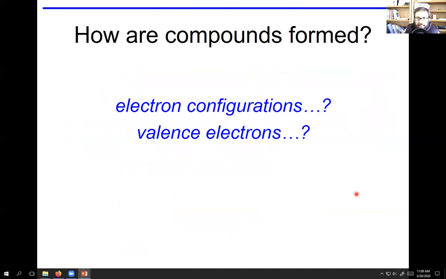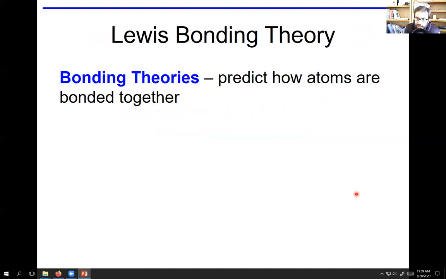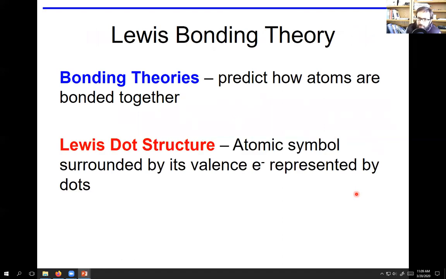But how do we get there? How did you take hydrogen and oxygen and make a water molecule? How does that happen? In order to figure that out, you're asking about bonding. You're going to need to know the electron configurations of the individual elements and the number of valence electrons. That follows from the electron configuration, right? And so we're talking about bonding theory here. This predicts how atoms are bonded together.